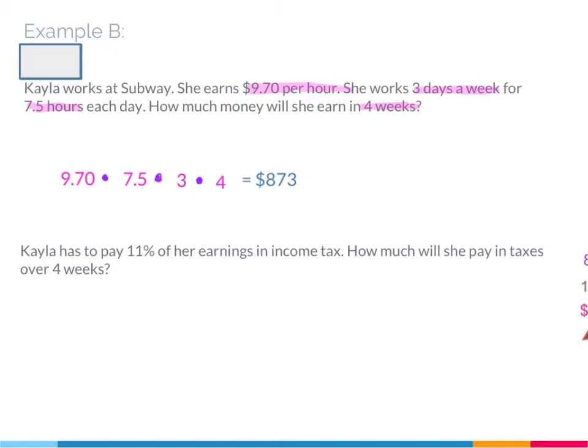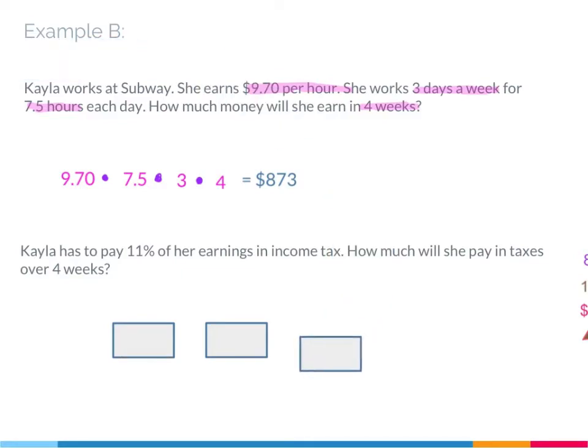So now let's take a look at the bottom problem. It says Kayla has to pay 11% of her earnings in income tax. So we're finding tip, tax, discount, or markup. In this case, it's tax. So I'm going to take my 3 boxes that I like to use when I'm solving a tip, tax, or discount problem. So I need to figure out how much money she earned over the 4 weeks.